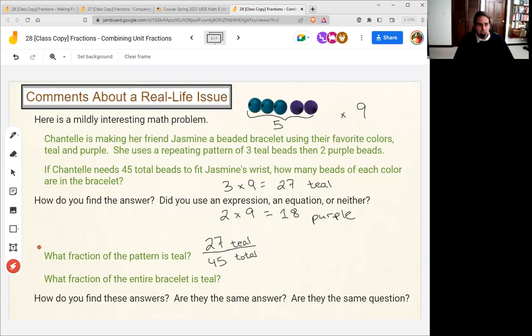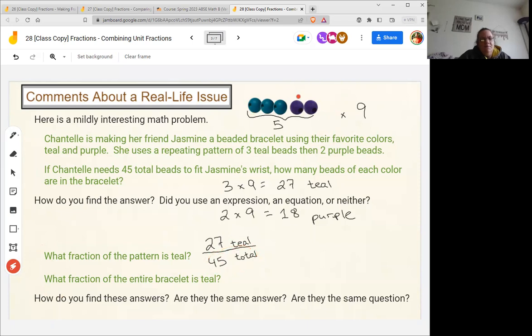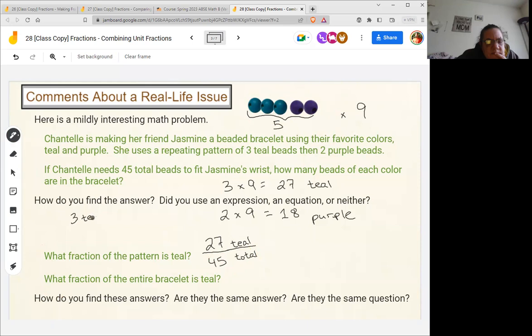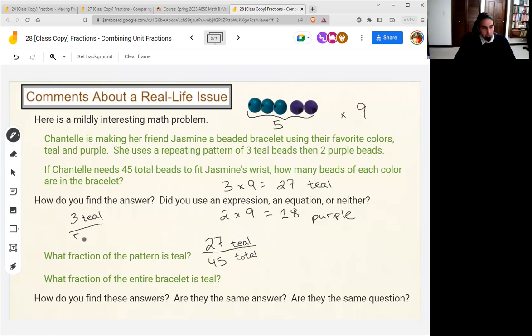It's a little strange. I'm not sure which of these April just answered. The entire bracelet is here, 45 total. Of the pattern part, then it's 3 teal out of 5 total for the pattern. But those are the same. It's just kind of how much of them I have.